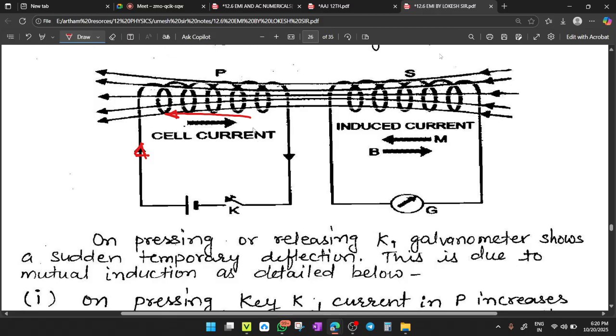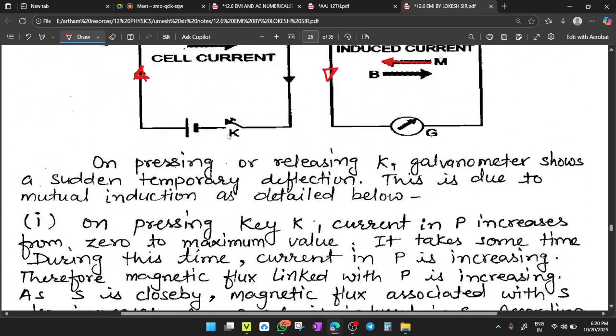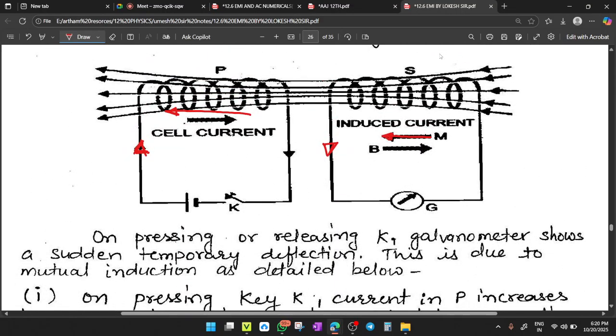Similarly, here also a mutually induced EMF will be produced. Clear or not clear? So check here, this is the direction of the main current. In the opposite direction, a current will be there, the induced current. Clear or not? Okay, now see its experimental proof.